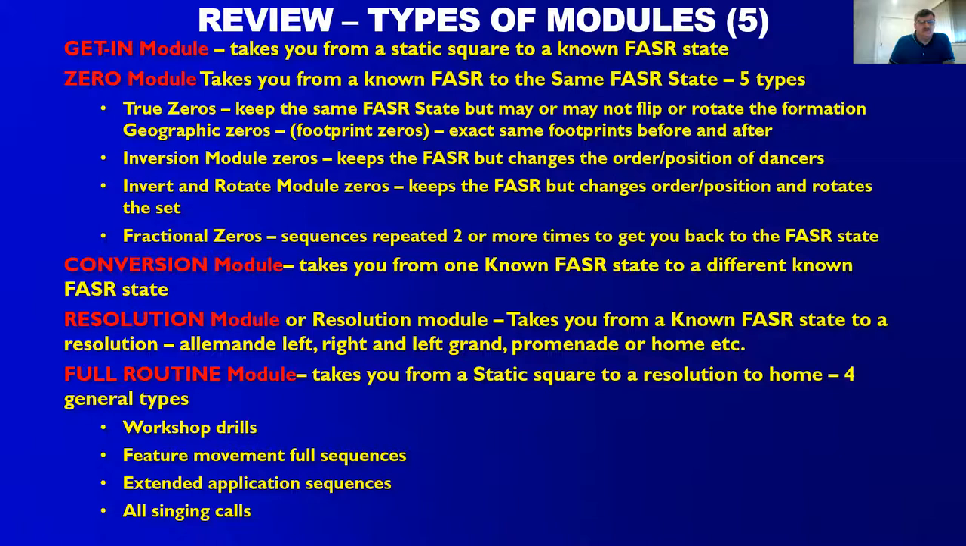And then there's the resolution module, which is basically what a lot of people call the get out module, which takes you from your known phasor state to an Allemande left, a right and left grand, a weave the ring, a promenade, or even to home, whatever it is. So for instance, from a partner line, if I called pass the ocean, swing through, and do the recycle with the girls leading, that puts me in an order and sequence where I can just call a right and left grand from there. That's a resolution module.